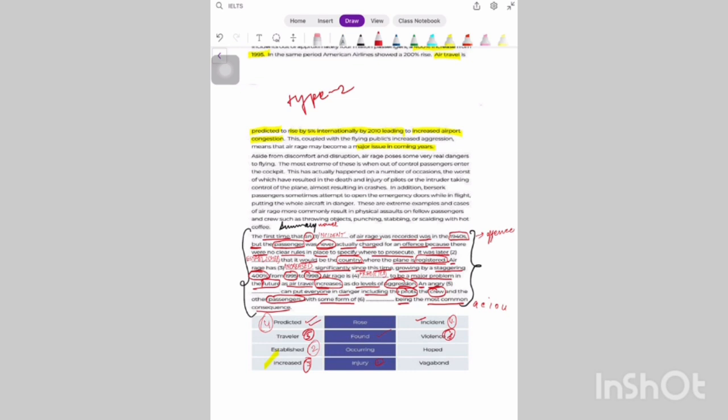5th one is, let's see. Where we can find the keywords. I can find injury of pilots or the intruder taking control of the plane, almost resulting in clashes. Passengers, okay. The most extreme of these is when out of control passengers, and we cannot find the word passenger anywhere, but we can find the word traveler, that is a synonym to passenger. And you can read the whole line. Answer is traveler.